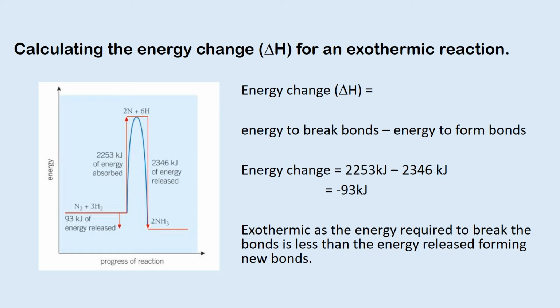Have a think about what that sentence would look like if you were describing why something was endothermic. So if it was endothermic, you would be writing, it's endothermic as the energy required to break the bonds is greater than the energy released forming new bonds. So it's the exact opposite.